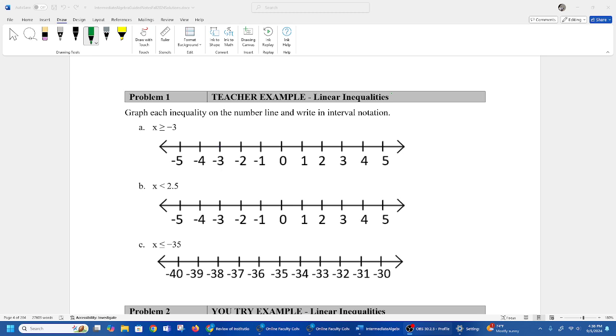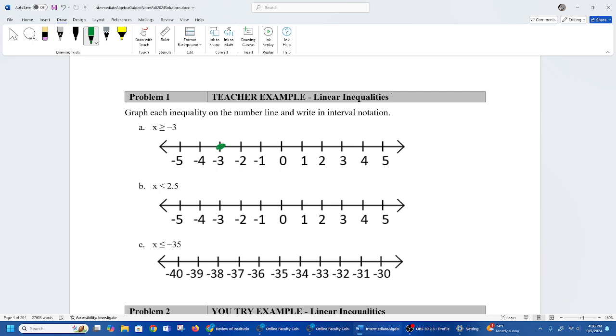If there is a dash under the inequality sign, we're going to use a solid circle on that number. If there's no dash under the inequality sign, like in letter B, we would use a hollow circle, and I'll show you in that example. But in this current example, we have that dash indicating that x is greater than or can equal -3, so we're using a solid circle here.